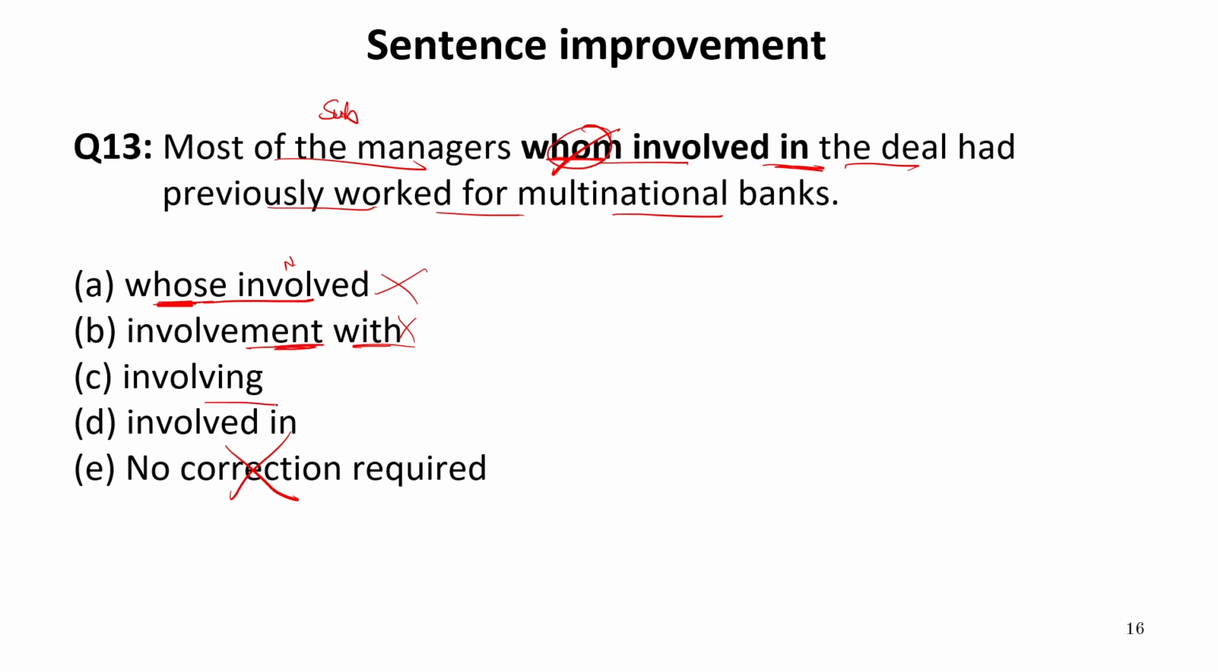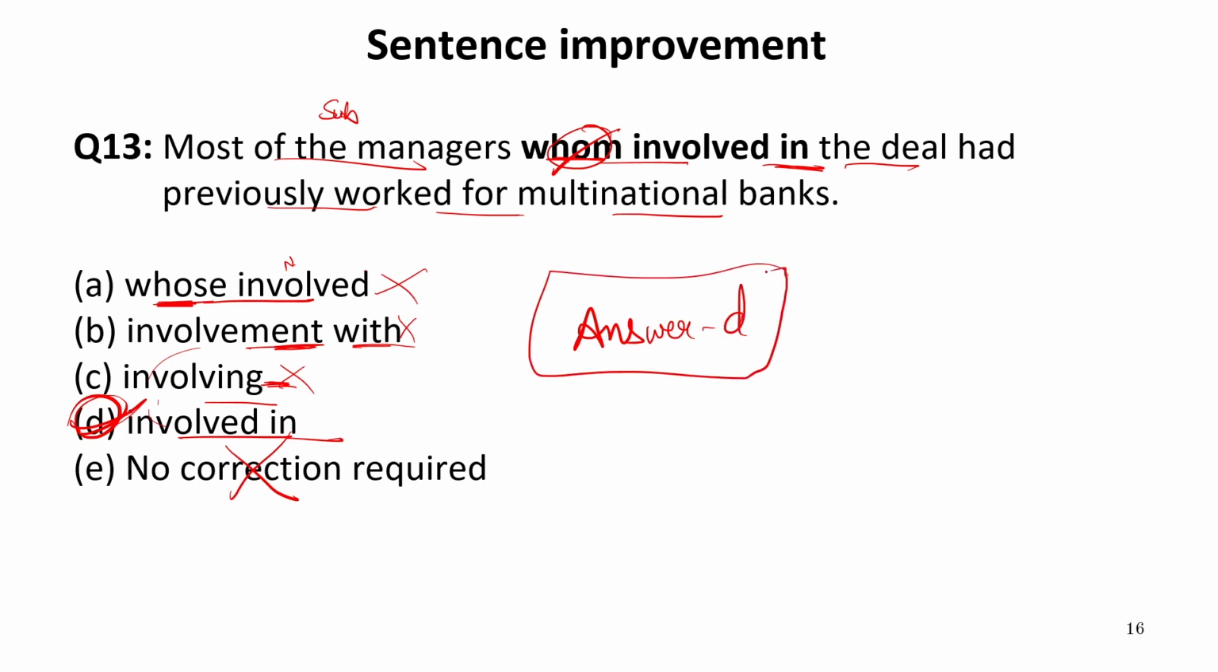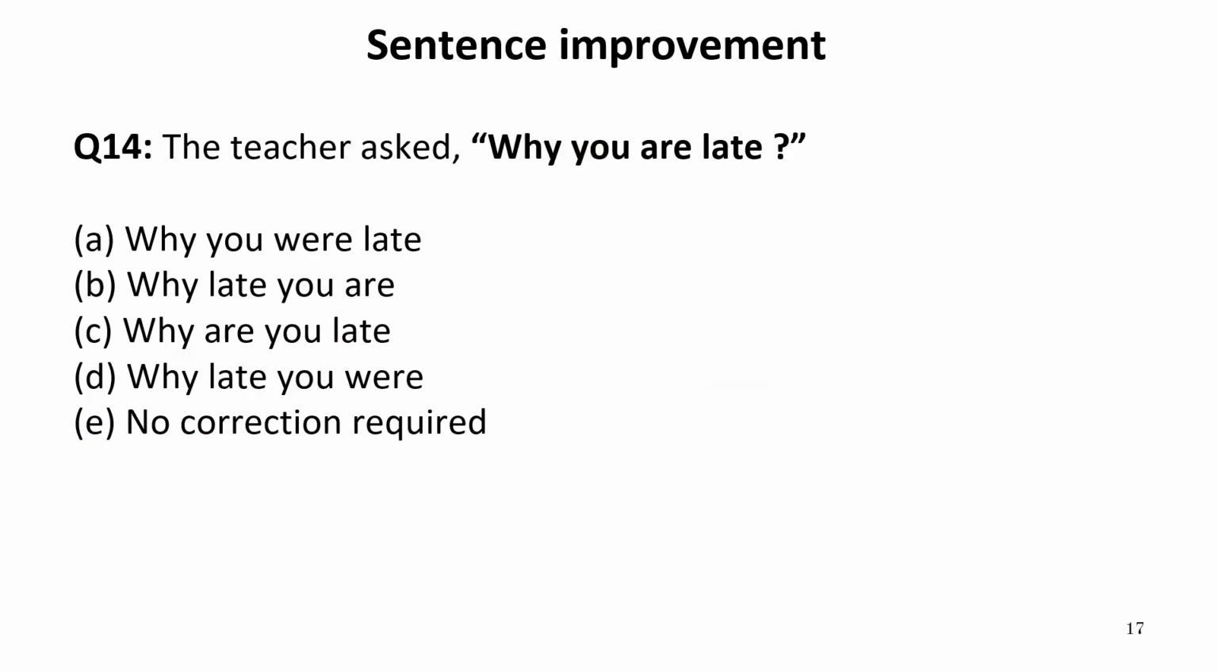So involving, now we do not have any preposition after it. It is again incorrect. Involved in, this is correct because they have already been involved. So our answer is D. D is absolutely correct. And now the correct sentence will be, most of the managers involved in the deal had previously worked for multinational banks. This will be the correct sentence. Now let us move to the next one.